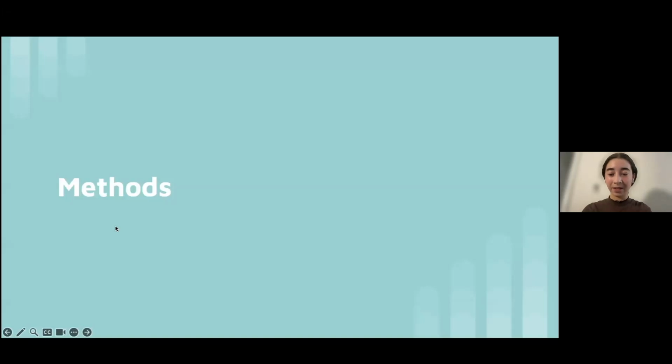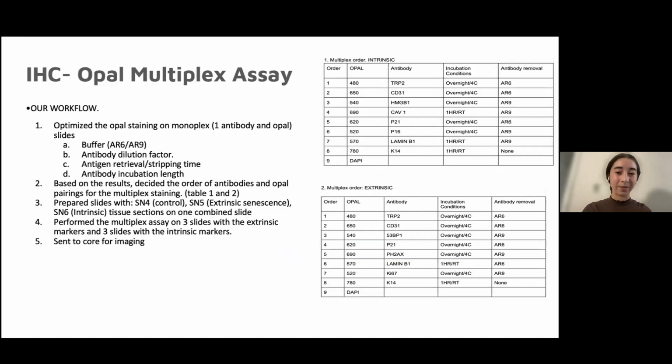So for our methods, this is our workflow for optimizing it. So we optimize Opal staining on monoplex, which means like 1 antibody and 1 Opal per slide. And so we changed buffers, pH 6 versus pH 9. We changed the antibody's dilution factor, the antigen retrieval time, and antibody incubation length. And then based on the results from the monoplex experiment, we decide the order of the antibodies and Opal pairings for the multiplex staining. And these results are in table 1 and 2 seen here.